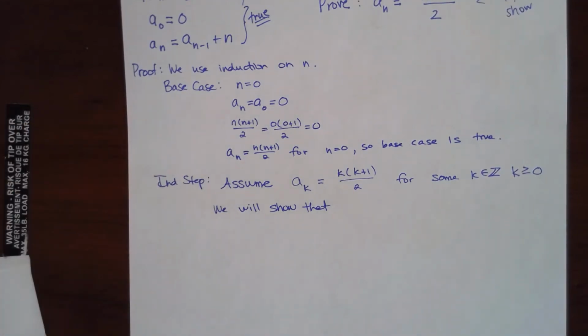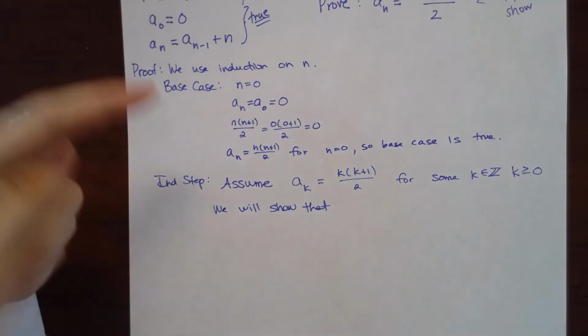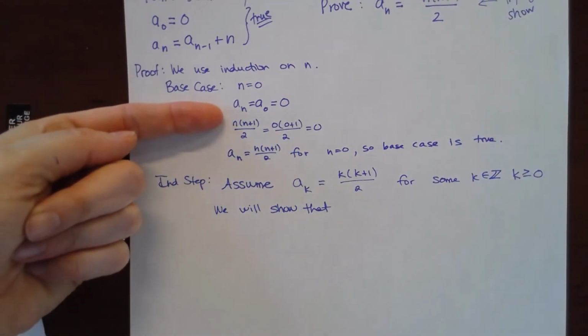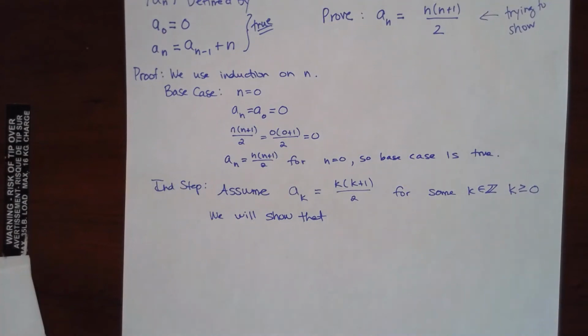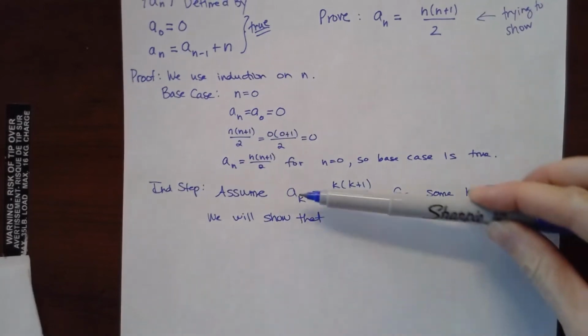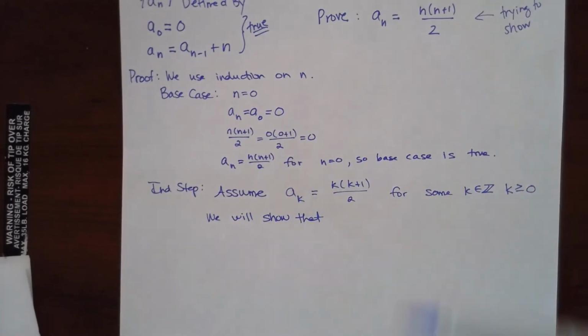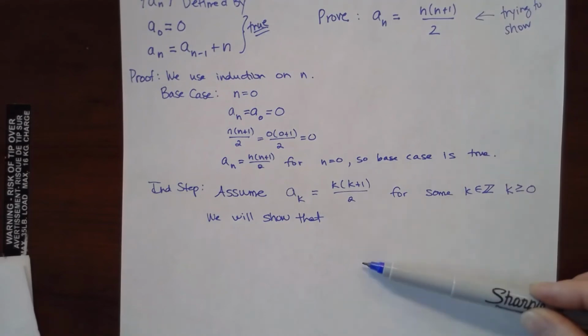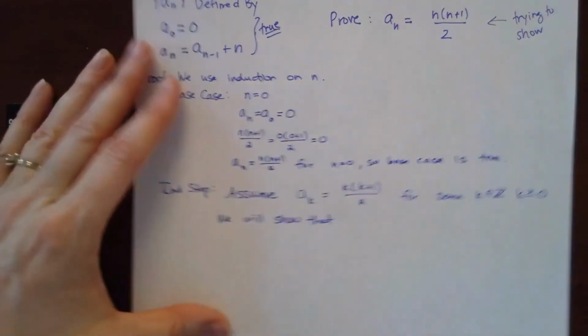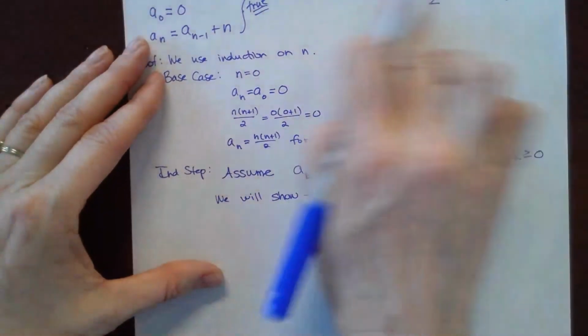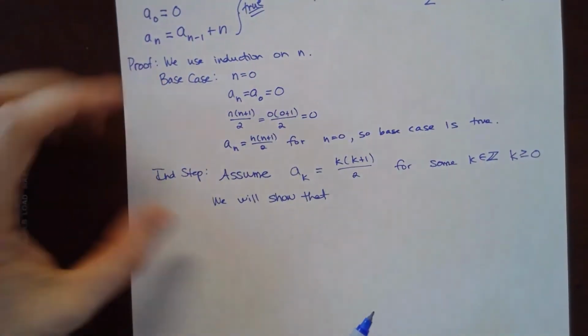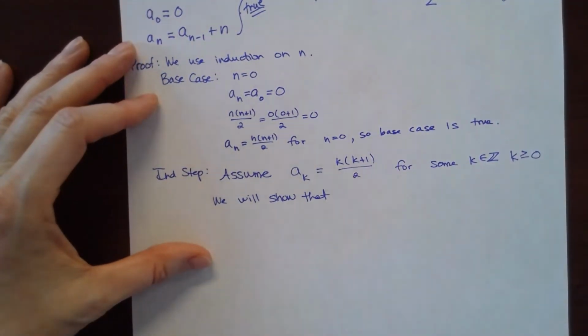The case for k implies the case for k plus 1, and that implication together with the base case that sets off the chain reaction allows us to get it for every single value of n greater than or equal to 0. Okay, so all we're going to get from this inductive step is an implication. If it's true for k, then it will be true for k plus 1. Okay. Not that it's true for every n. That only works once I pair it up with the base case. But we're going to go to the next one.